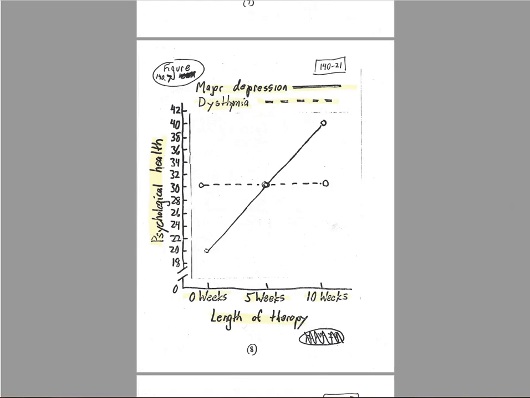This is what an interaction is all about. The relationship between one factor and the dependent variable is different at different levels of the other factor. The relationship between factor A and the dependent variable is different at different levels of factor B. I will show additional examples of interactions as we go through this.